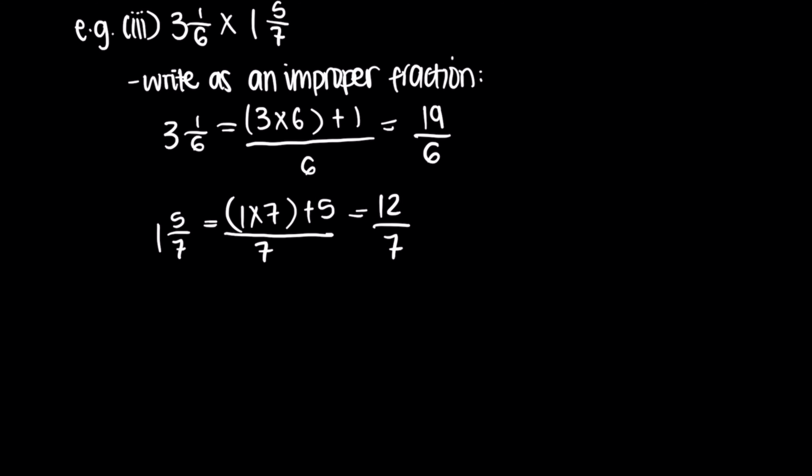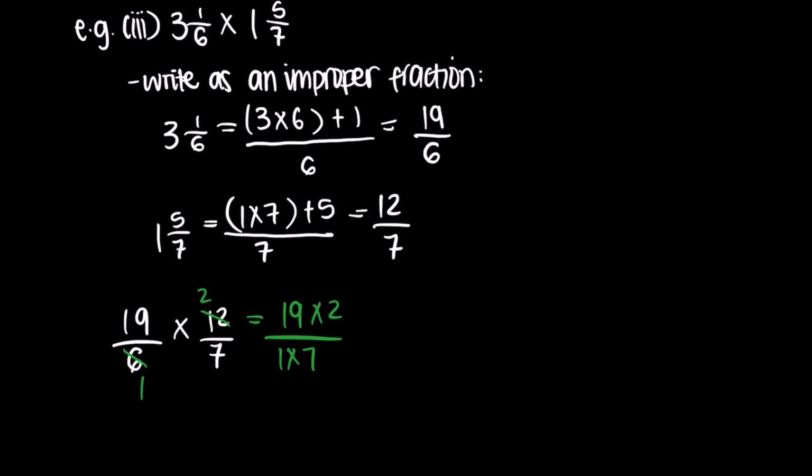So now that we have our improper fractions, let's multiply 9 over 16 times 12 over 7. We can simplify diagonally as 6 into 6 goes once and 12 divided by 6 is 2. Now let's multiply 19 by 2 all over 1 multiplied by 7, which gives 7 as our denominator and 38 as a numerator.